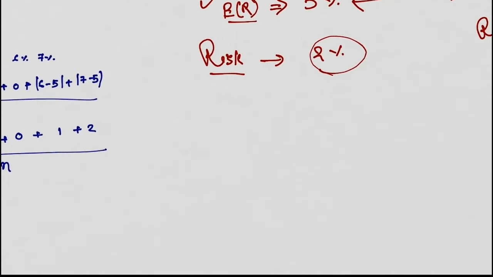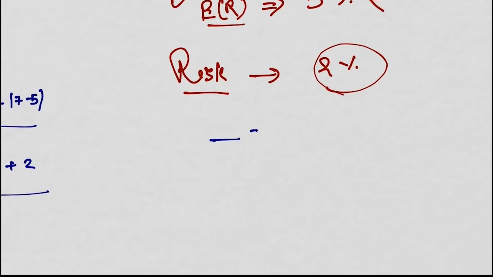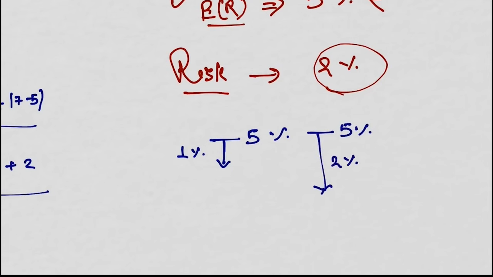Now, one another example. Assume the expected return is 5%. And I'm saying that on an average, the stock can fall below by 1%. And in another example, I'm saying 5% is the risk, and the stock on an average can fall below by 2%. So as the distance increased, the risk also increased. But this is not given any respect in mean absolute deviation.